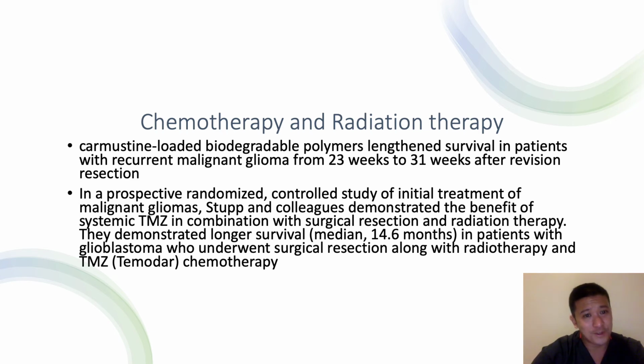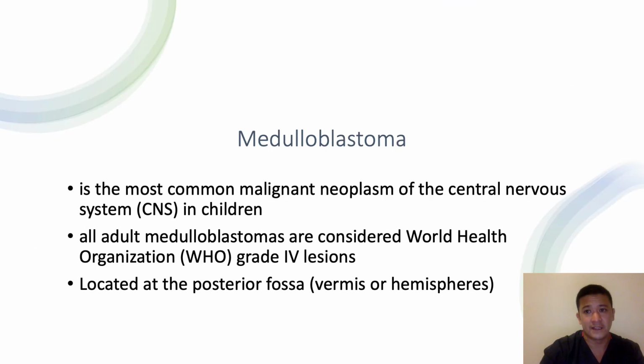They demonstrated longer survival, which is around 14.6 months, in patients with glioblastoma who underwent surgical resection along with RT and temozolomide chemotherapy. So 14.6 months. But in my personal practice, I've seen more. I've seen some patients live for more than 2 years on chemo RT, on adjuvant chemoradiation therapy. But I guess this is the entire population. They had a median survival period of 14.6 months. I've had less too. I've had less.